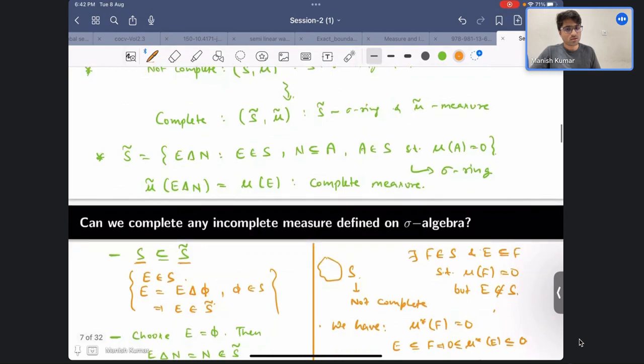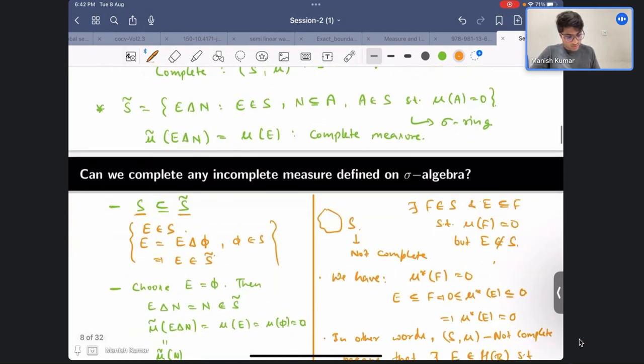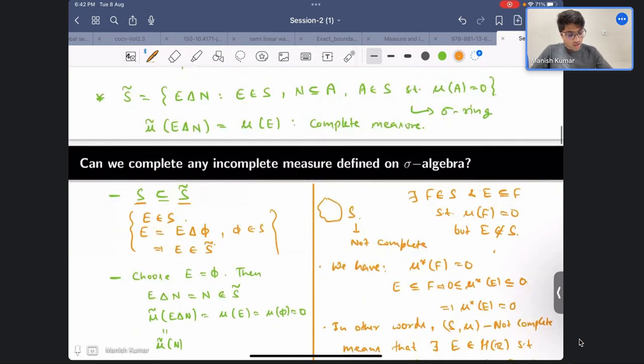Did you get this point? This is important in the sense that this is how it is done. The proof is okay, you understood the proof, you remember the proof, that is fine, but this is how we are doing it. This construction is telling you that this will incorporate all those sets which were not there in S, because of which S was not complete.